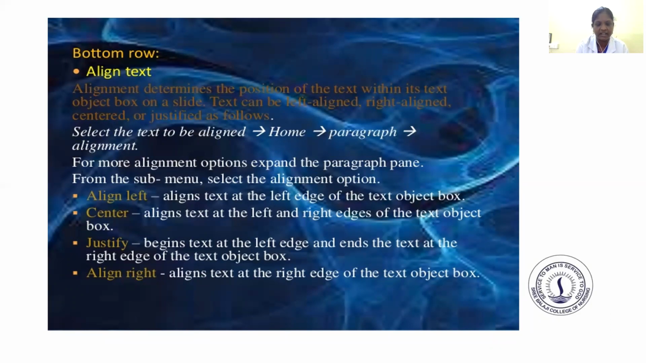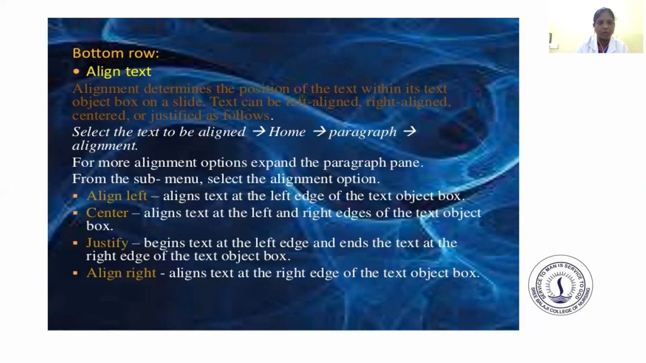First we see the align left. What does align left mean? Align text at the left edge of the text object box. Center means align text at the left and right edges of the text object box. And justify means begin text at the left edge and end it at the right edge of the text object box. And next one is align right. Align text at the right edge of the text object box.